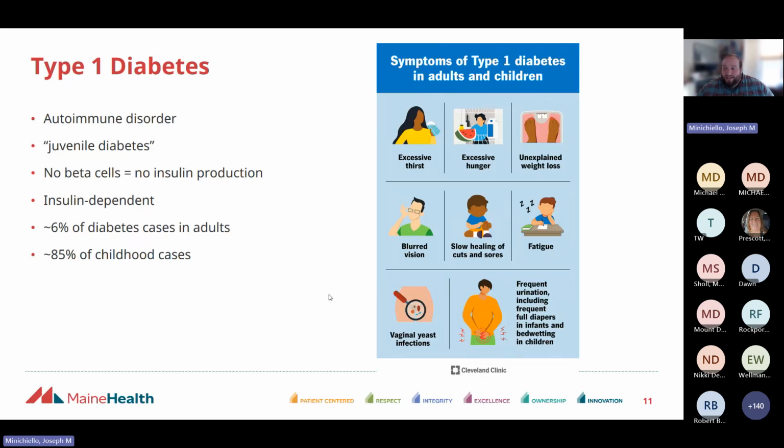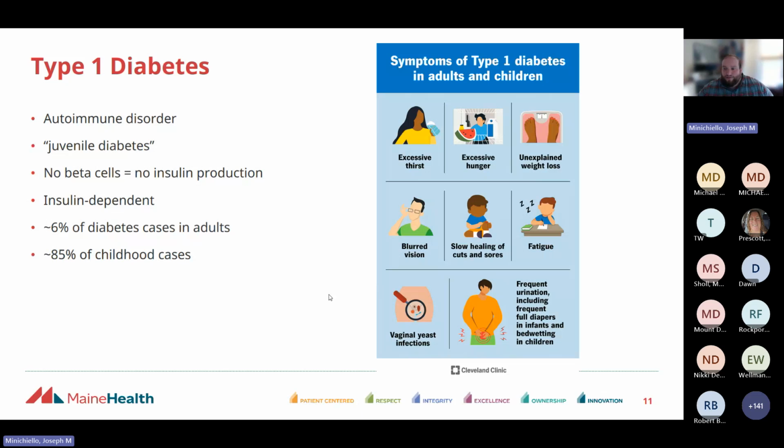Across all cases of diabetes, this is really the minority. It's only about 5 to 6% of all adult cases. But when you look at children, it's about 85% of all childhood cases. So it's much more common for type 1 in kids. That's because of its etiology. We'll look at type 2 in a second and see that type 2 requires more time, more insult, to eventually build up. But type 1 diabetes, things to keep in the back of your mind.